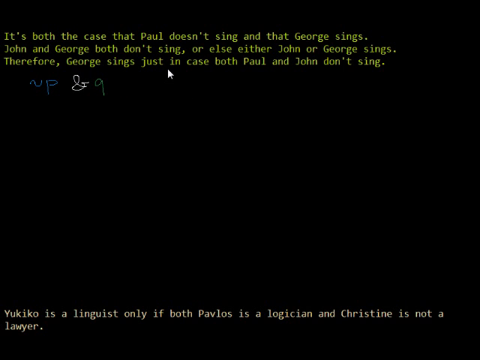This is our whole first proposition. It's both the case that Paul doesn't sing and that George sings. John and George both don't sing, or else either John or George sings. And this is actually a rather silly tautology, if you can recognize it for what it is. But let's write it out.